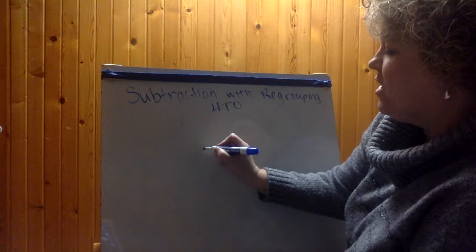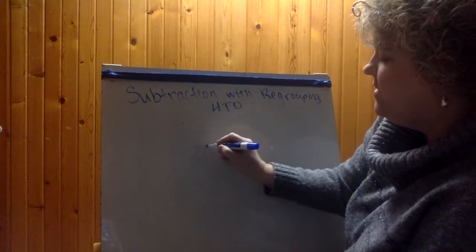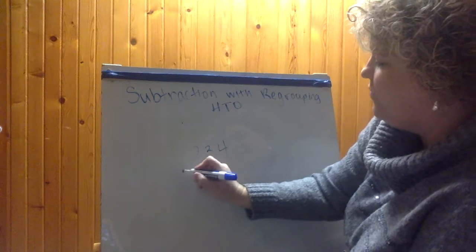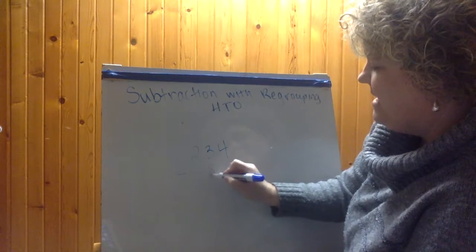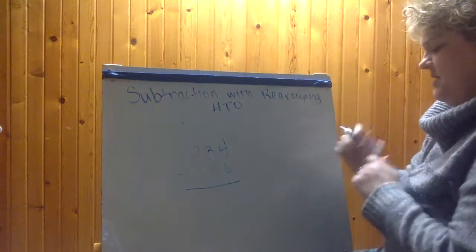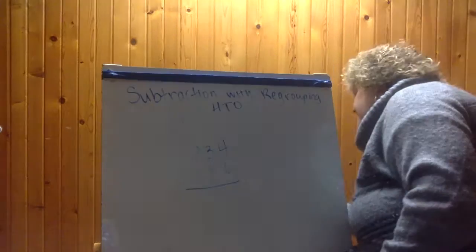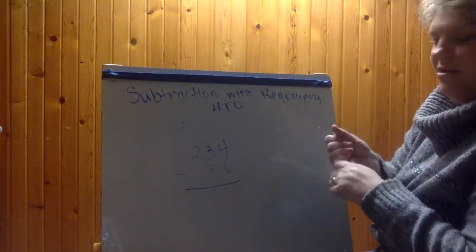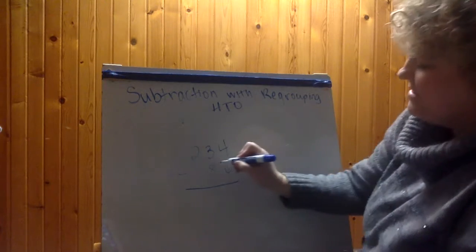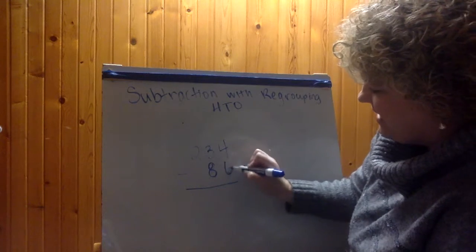All right, so we're going to work on 234. We're going to have 234, and we are going to subtract 86. All right, let me see if I can switch markers. Maybe this one will be a little bit better. Okay, 234 minus 86, if you can see. Oh, so much better, 86.